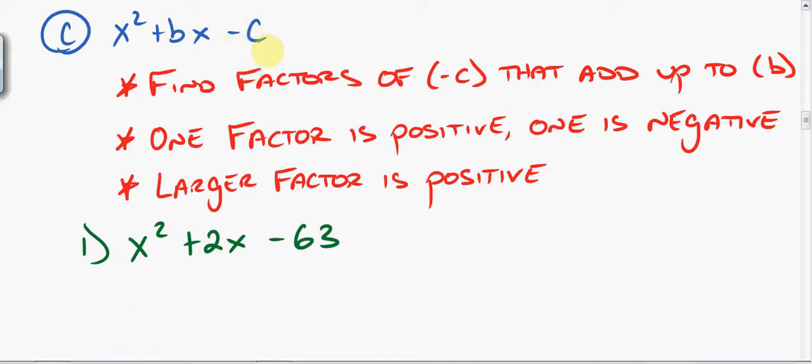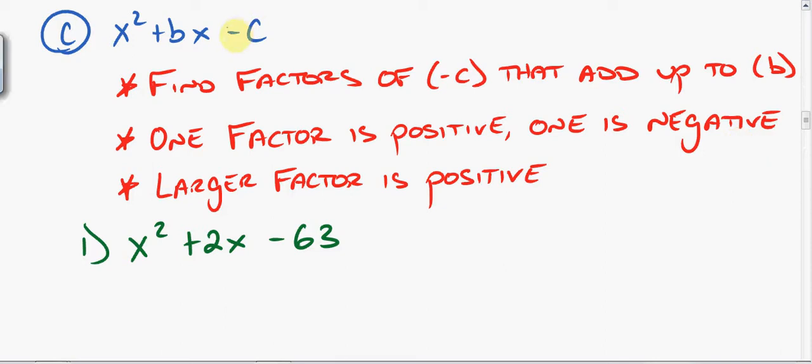So again, we're always finding the factors of this number c that add up to b, but we're paying attention to the signs that come in front of each number. So here, since it's a minus c, we're going to find the factors of that negative c that add up to the positive b. Since this is a negative, we're always multiplying the factors together. In order to multiply two numbers together to get a negative, one factor has to be positive and one factor has to be negative. That's the only way you can multiply two numbers together to get a negative outcome.